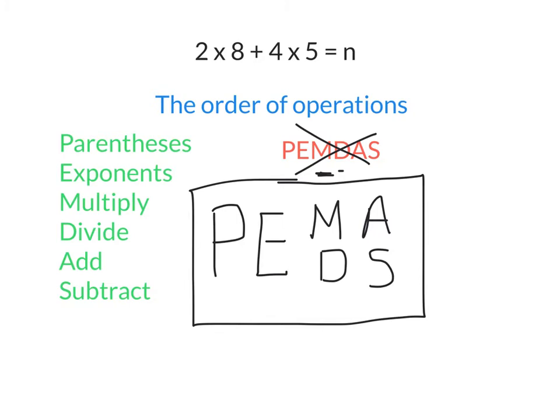One other thing to remember in these is that this P for parentheses, it also includes any grouping symbols. So that's going to be anything that is a parentheses, or it's going to be brackets. It also includes fraction bars. So you'll do these three first before you move on to exponents, multiply, divide, and add and subtract.